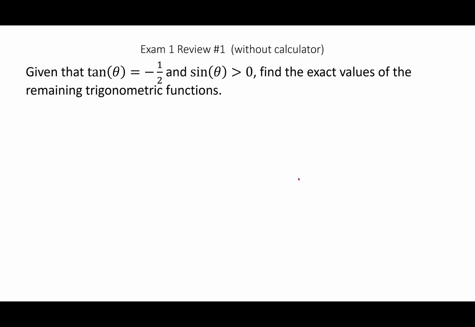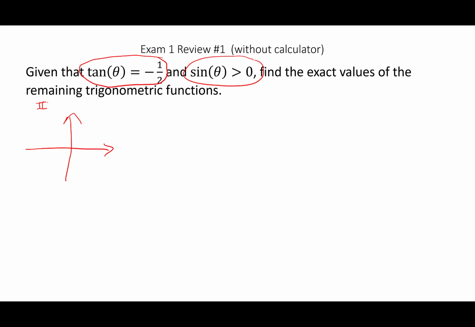Okay, so first of all, given that tangent of theta equals -1/2 and sine theta is greater than 0, find the exact values of the remaining trigonometric functions. Okay, so I'm going to look first of all at what quadrant we would be in if the tangent is negative and the sine is positive. And if you think for just a minute about that, that's going to be quadrant 2 here. So we'll be in quadrant 2 where the tangent is negative and the sine is positive.